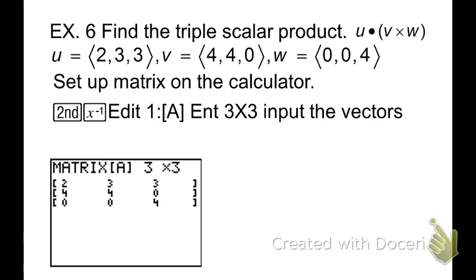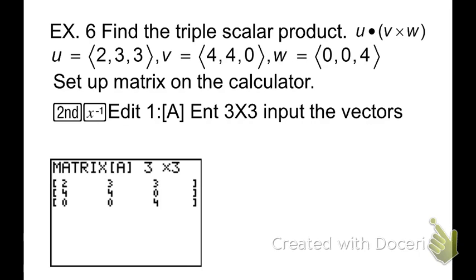So you're going to go second x to the negative 1 and go over to edit A, and you're going to enter this as a 3 by 3 matrix. Make sure you put them in the correct order, U, V, and then W.